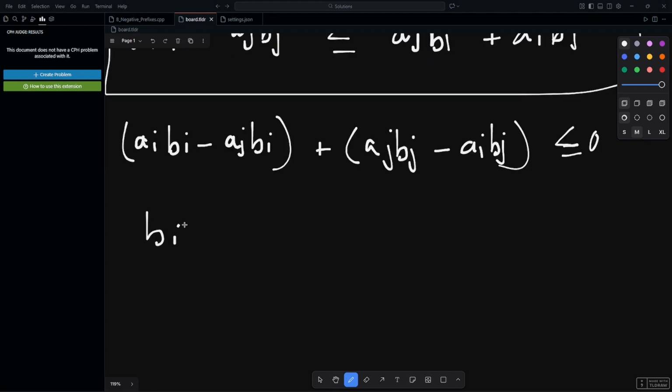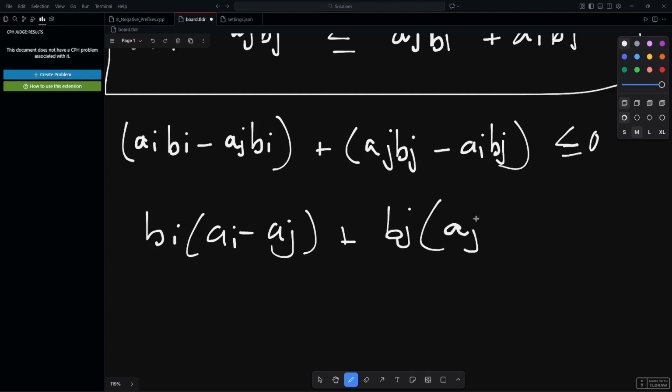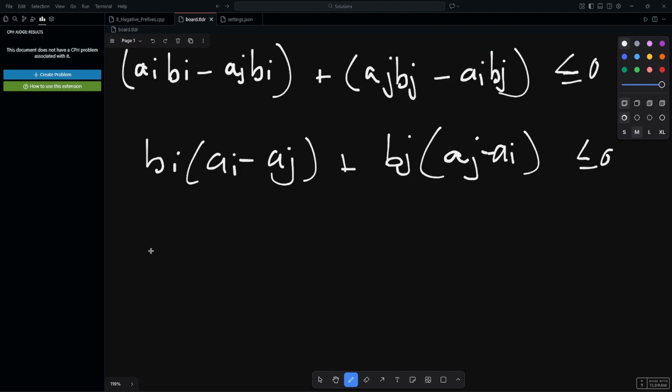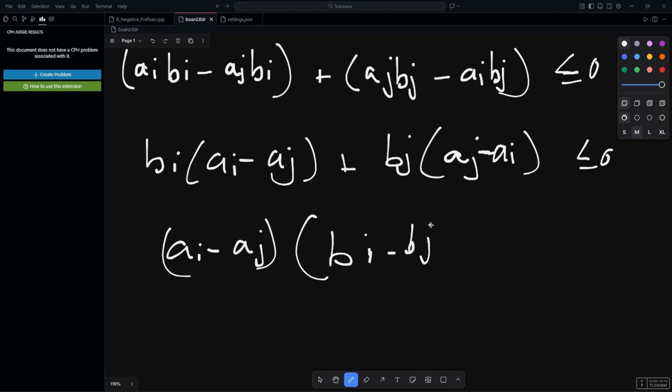So if I take BI common from this, AI minus AJ, plus if I take BJ common from this, I get AJ minus AI, less than or equal to 0. Okay, this simply means AI minus AJ multiplied by, I'll bring this negative out. That means this would become minus BJ into AI minus AJ. So AI minus AJ I would get as common, and BI minus BJ. This is what I'll get, right?